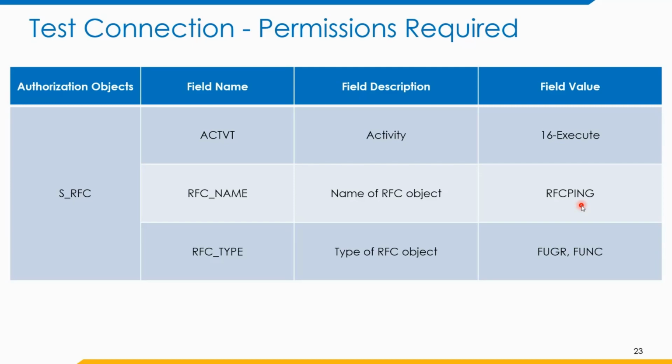Generally, with ping we just test whether we are able to communicate with the system or not, whether the communication is stable or not. In a similar fashion, RFC_PING is the remote function call name that will try to communicate from the SailPoint IdentityNow system to the end target system. These are the RFC types, that is FUGR and FUNC. So this is the authorization object that needs to be configured in the SAP HR system for the test connection purpose.